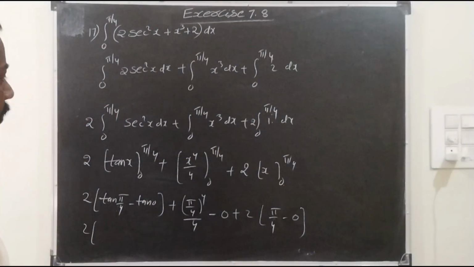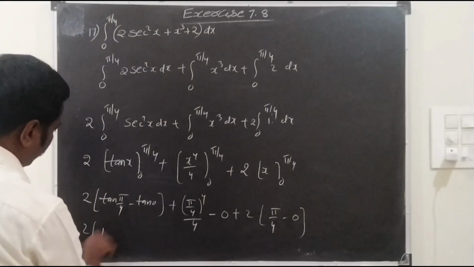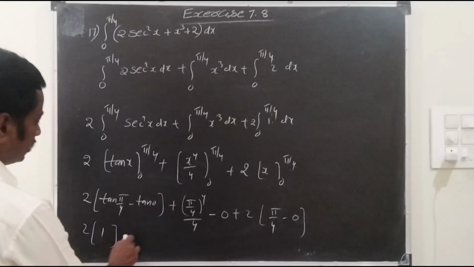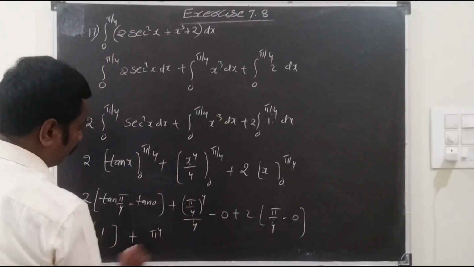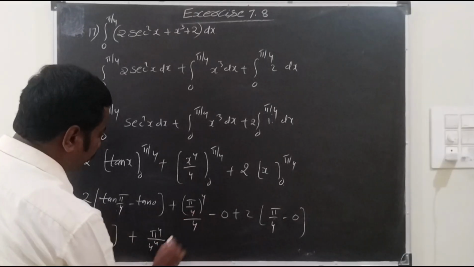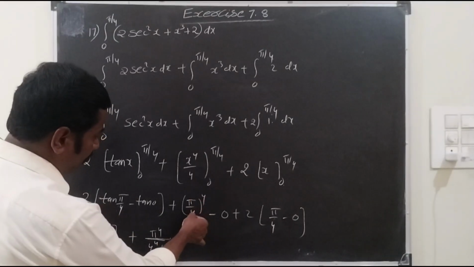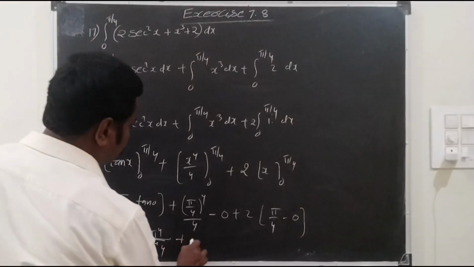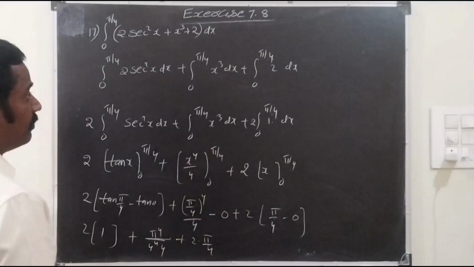2 into upper limit pi by 4. Tan pi by 4 value is 1. Tan 45 is 1. Tan 0 is 0, no need to write. Pi by 4 whole to the power of 4 means pi to the power of 4 by 4 to the power of 4. This 4 goes to here, only into 4. Plus 2 into pi by 4. 0 we can skip it.